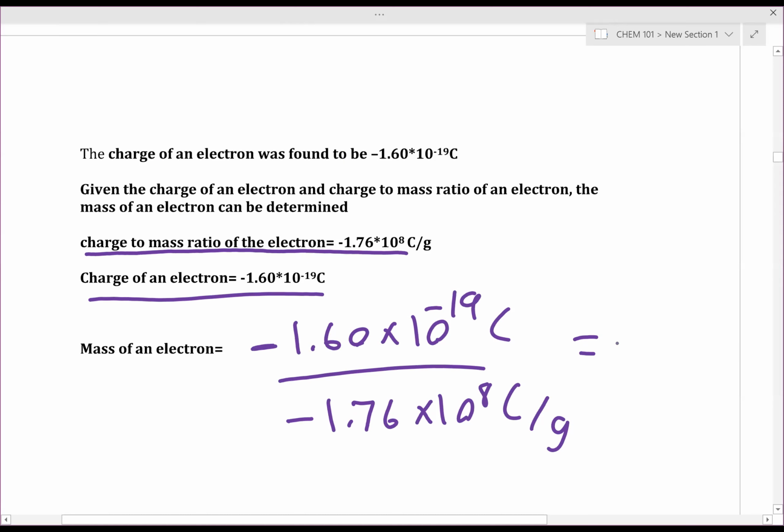So 1.60 EE negative 19, divided by, parentheses, 1.76 EE8. So we end up with a mass of 9.09 times 10 to the negative 28 grams.